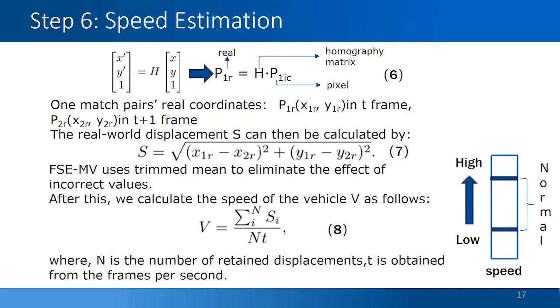Next, FSE-MV uses a trimmed mean to eliminate incorrect values. As shown in the picture, we sort the speed values and return the middle part of the values. Finally, we use equation 8 to calculate the speed. In equation 8, n is the number of returned displacements. T is obtained from the frames per second.